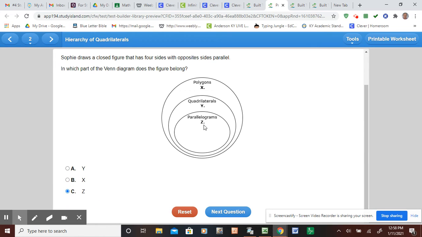Because if it's in Z, it's automatically also in Y and X, okay? Everything in Z is also in Y and X, down here in this circle, because this circle fits into Y and X. All of Z is in Y and X. So everything that would be in Z fits in Y and X. That would be the answer.